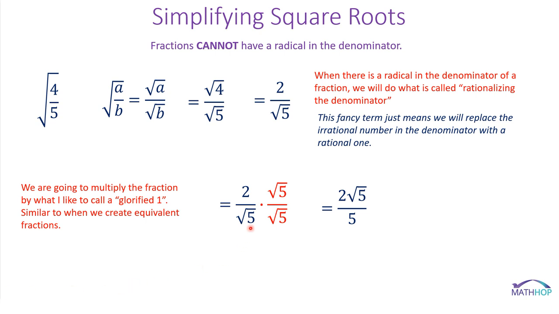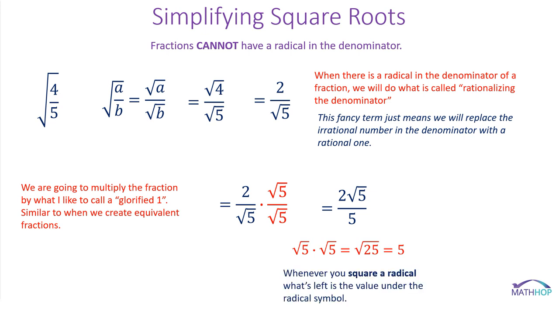When we multiply square root of 5 times the square root of 5, anytime you multiply identical square roots, you just get what's under there. Let's look at why. Square root of 5 times the square root of 5 is the square root of 25. Square root of 25, we already know, is 5. Whenever you square a radical, whatever is left under that radical, that's your value. That's what you're left with.